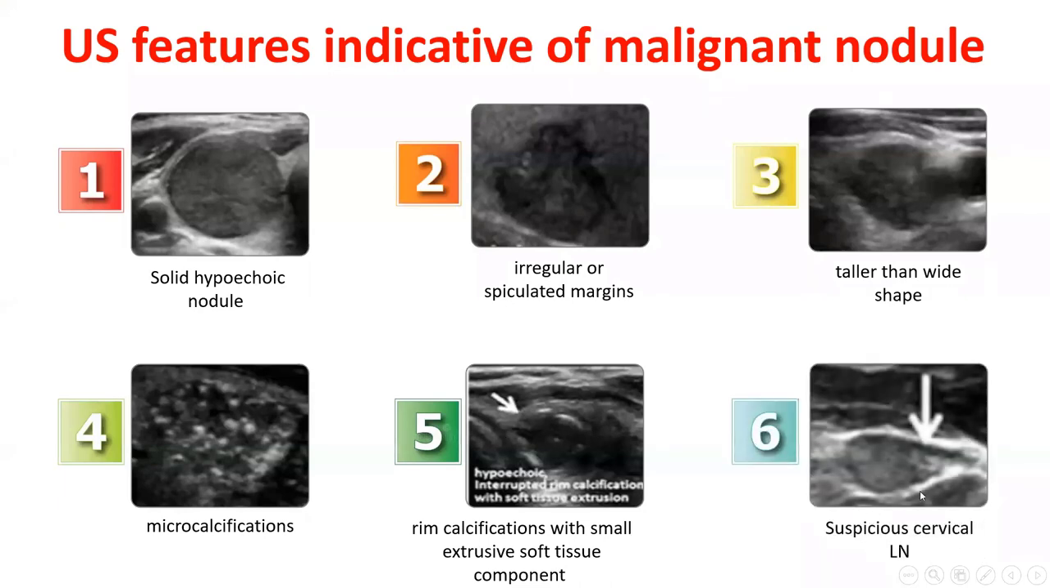Suspicious cervical lymph node. This is a very important suspicious feature. The loss of the hilum of the lymph node is a very important feature in which we report the lymph node as a suspicious lymph node.